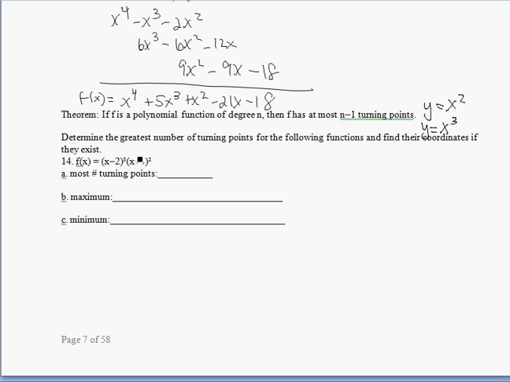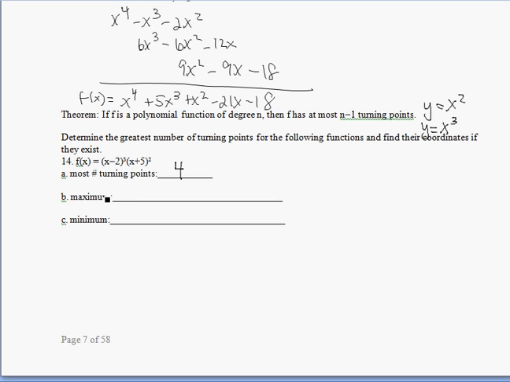So in number 14, if I was to multiply these two out, which would take me quite a long time, so it's not really worth doing, but the greatest number of turning points I can have would be 1 less than degree. So this is x cubed, and this is x squared, so that this is a 5th degree polynomial. So therefore, the greatest number of mins and maxes I can have is 4. So let's use the graphing calculator to find out these max and mins.